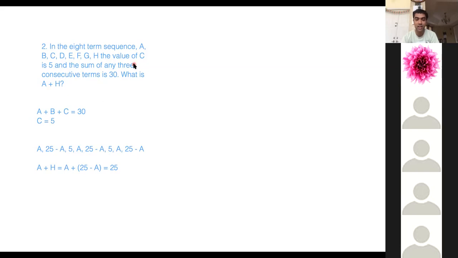And we see that the neat thing here is that h actually ends up being 25 minus a. So 25 minus a plus a is 25. And we actually didn't need to know what the value of a is at all. So a could be any value, b would be 25 minus that, and so on. And this sequence could be filled in many ways. But a plus h will always be the same. It'll always be 25.